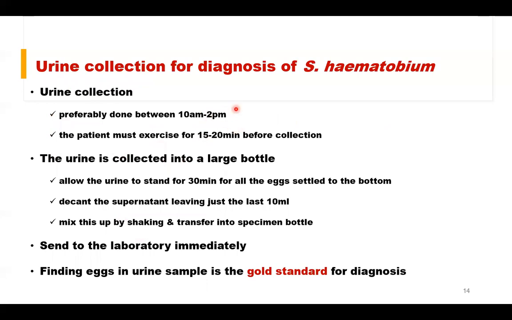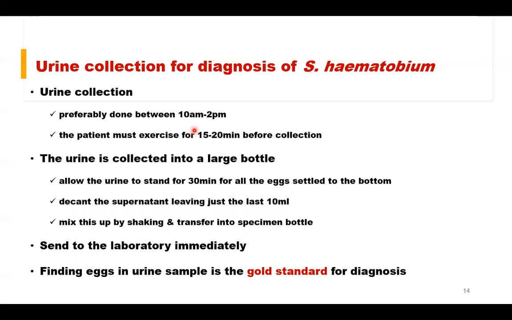So how is urine collected? Collection is preferably done between 10 and 2 p.m. We said that, you know, midday you have maximal excretion. It is believed that if the patient exercises for like 15 to 20 minutes, it's going to result in more excretion of the eggs. So it increases your chances of finding the eggs in the urine. Is there a reason for that?